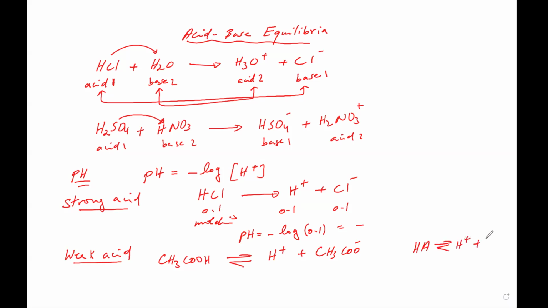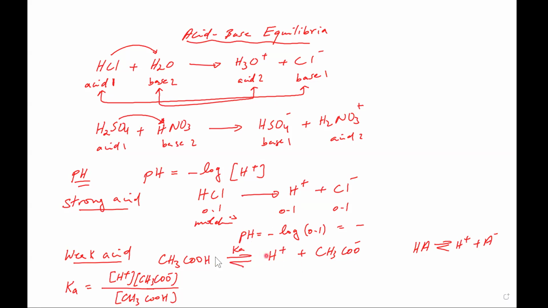positive plus A minus. And here we say that whenever we have an equilibrium, there should be an equilibrium constant, and here we call it the acid dissociation constant. The acid dissociation constant Ka is equal to the H positive times the ethanoate ion negative divided by the concentration of the ethanoic acid. So here we cannot say that the hydrogen ion concentration is equal to the concentration of the ethanoic acid, because here there is partial dissociation, not complete dissociation as in the strong acid.